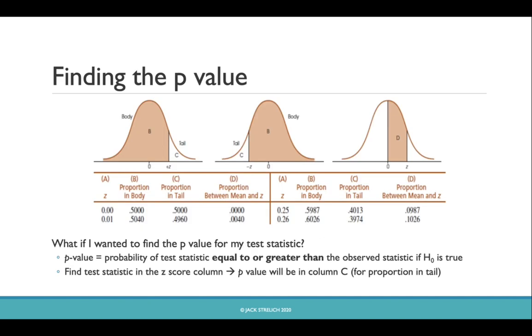So what if we wanted to find the p-value for our test statistic? Remember that the p-value is the probability of a test statistic being equal to or greater than the observed statistic if the null hypothesis is true. So if we find the test statistic in the z-score column, the p-value will be in column C for the proportion in the tail.